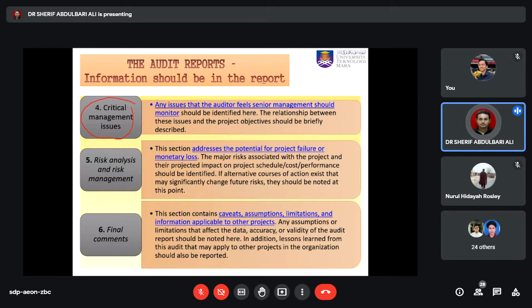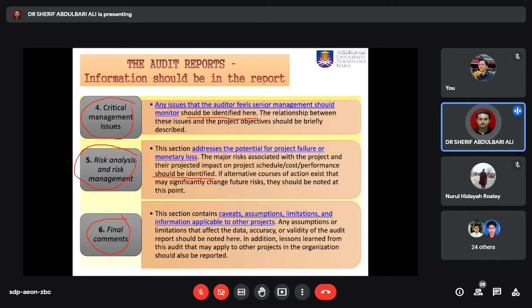If you find any issue that the auditor feels senior management should monitor, you need to identify it here. Risk analysis and risk management. In this section, you need to address any potential for project failure or monetary loss. So the major risks associated with the projects, and the project's impact on schedule, cost, and performance, should be identified in this section. The final one, which is important, is the final comments.